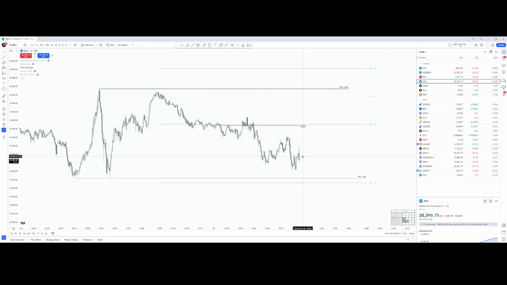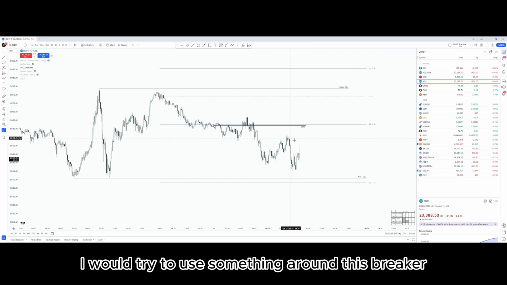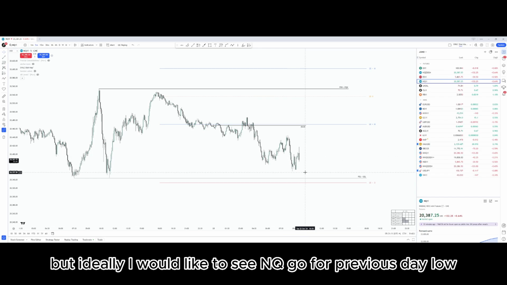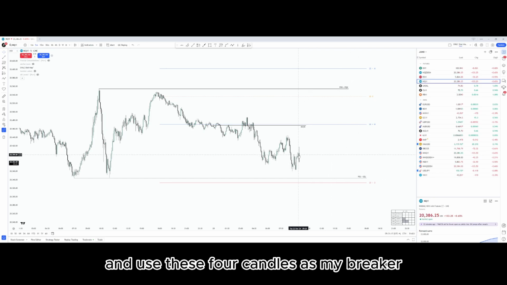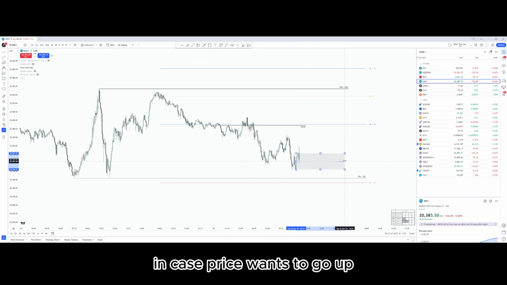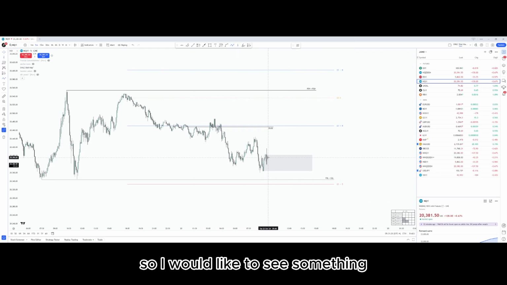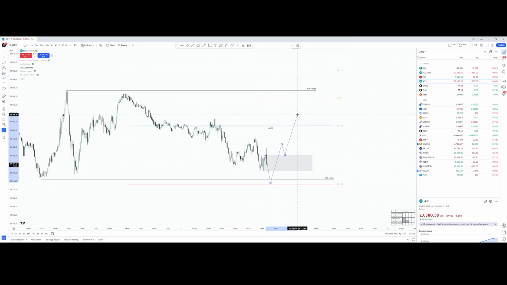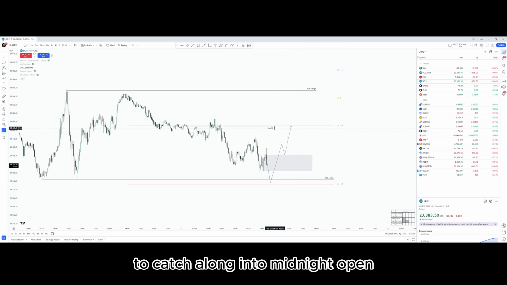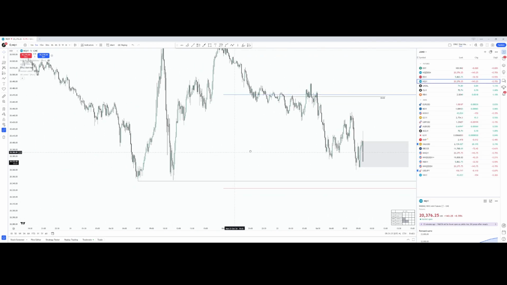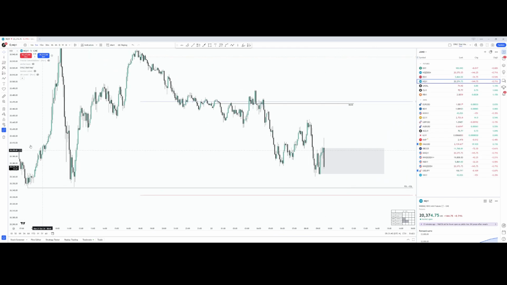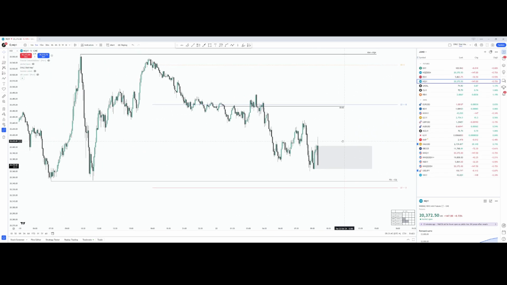If we go up from this point, I would try to use something around this breaker, but ideally I would like to see NQ go for previous day low and equal lows here, and use these 4 candles as my breaker in case price wants to go up. So I would like to see something maybe like this and try to catch a long into midnight open. But for now, we're going to watch. We're going to see what price does.